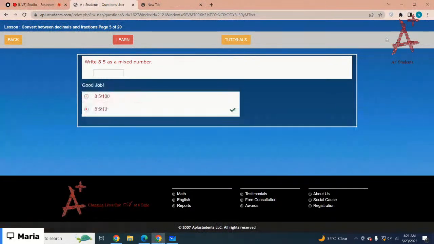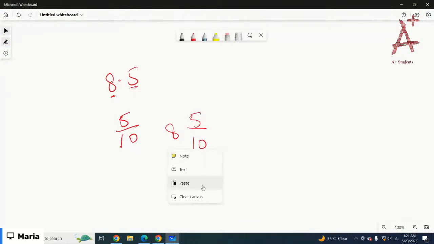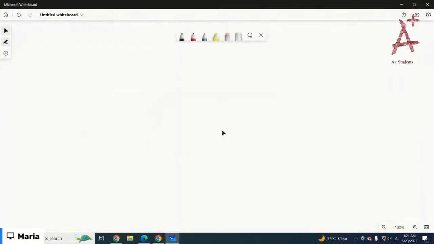Okay, the next one is write 3 whole 73 over 100 as a decimal number. 3 whole 73 over 100. So that would be the whole number. And here you have two decimal places after 73. That means you have to move the decimal point two places left from here to here. So it would be 3.73. Got it? It would be 3.73.